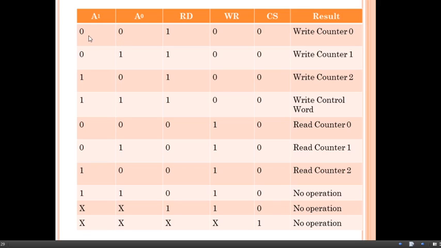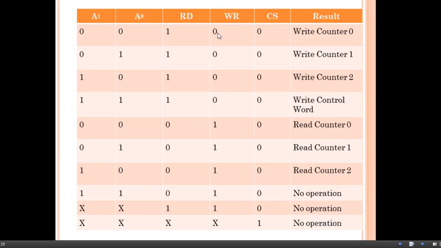Here we have seen if both the pins are 0, counter 0 is there. If it is 0 and 1, counter 1. If it is 1 and 0, counter 2, and both are 1, the control word register is selected. So we have seen the function of these two pins. Now we know that read is active low, write is active low, and CS bar is also active low. So for selection of our counters, or for selection of 8254, our chip select signal should be 0. That's why here the chip select signal is represented as 0.